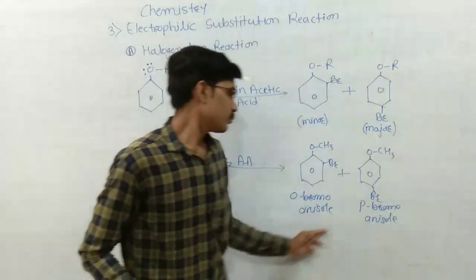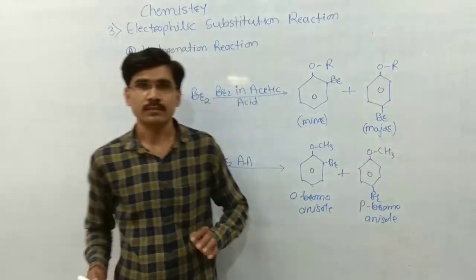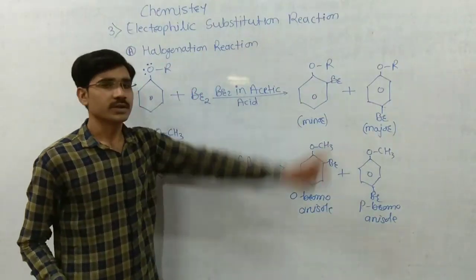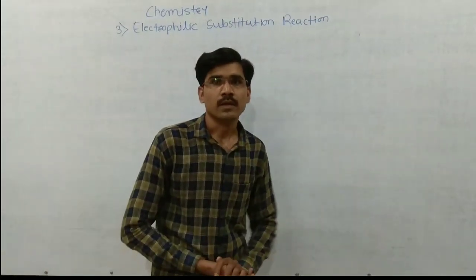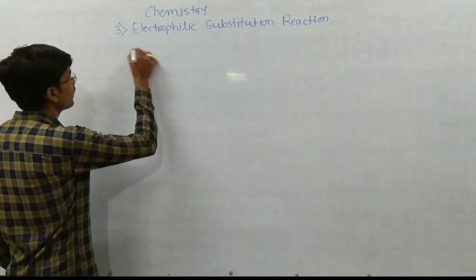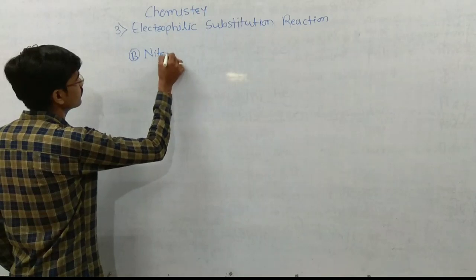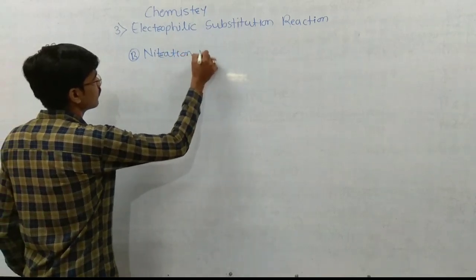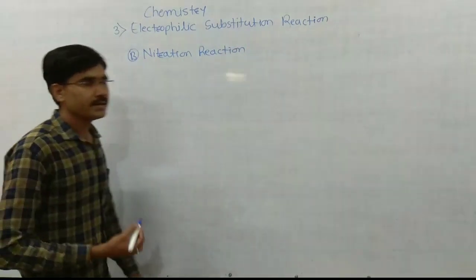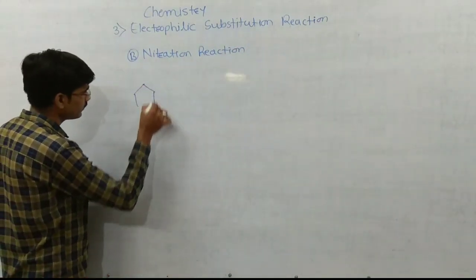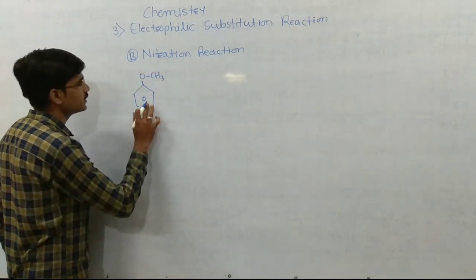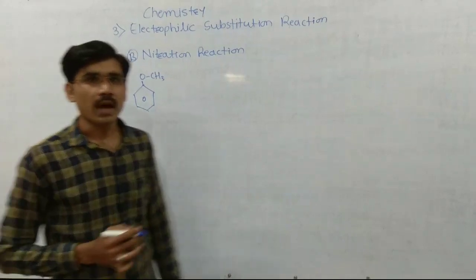These two mixture of two products we are getting here. This is the first reaction, electrophilic substitution reaction. Now you have to see the second reaction, that is number B, nitration reaction. In nitration reaction, we have taken here an aromatic ether, that is OCH3 on a benzene ring, that we call anisole.